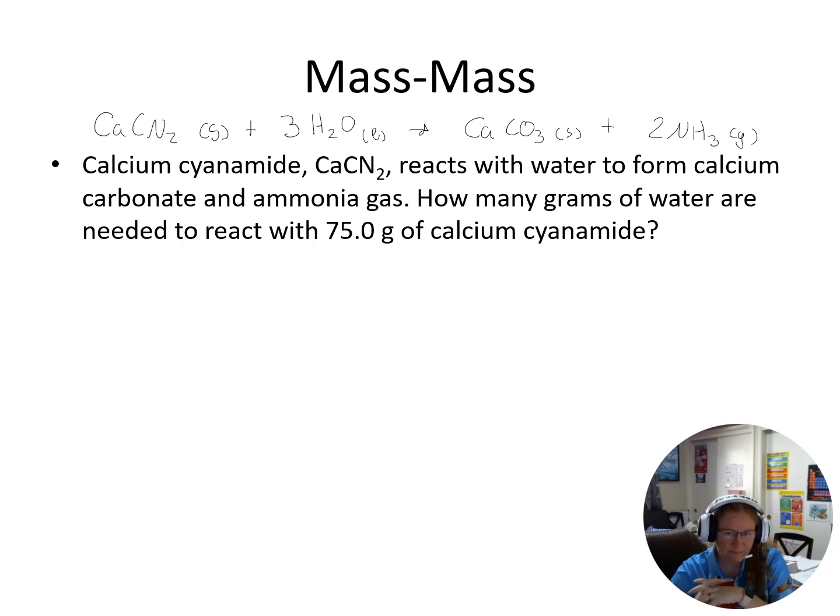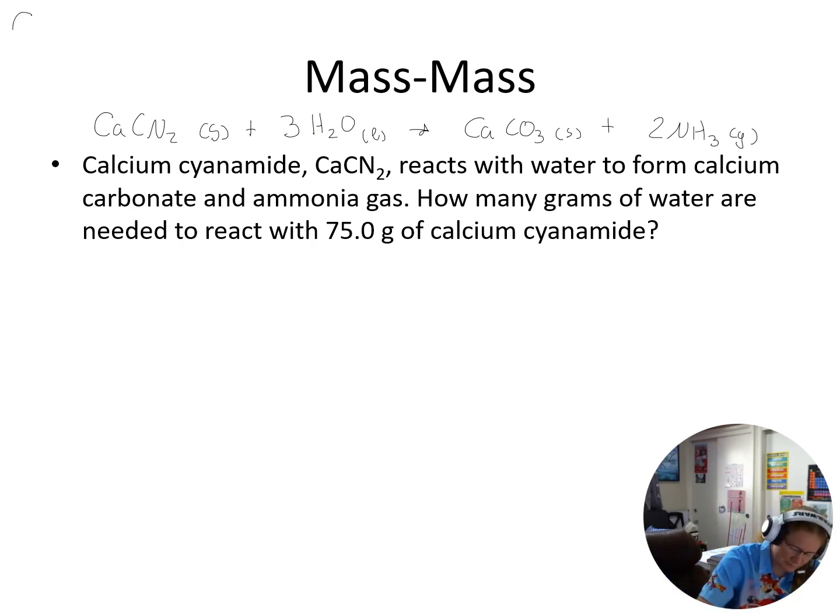Okay, do you have your roadmap? Should go grams of calcium cyanamide to moles of calcium cyanamide, moles of calcium cyanamide to moles of water, and then moles of water to grams of water. So which 2 molar masses do you need? Think about that for a second. If you said you need the molar masses of calcium cyanamide and water, you were correct.